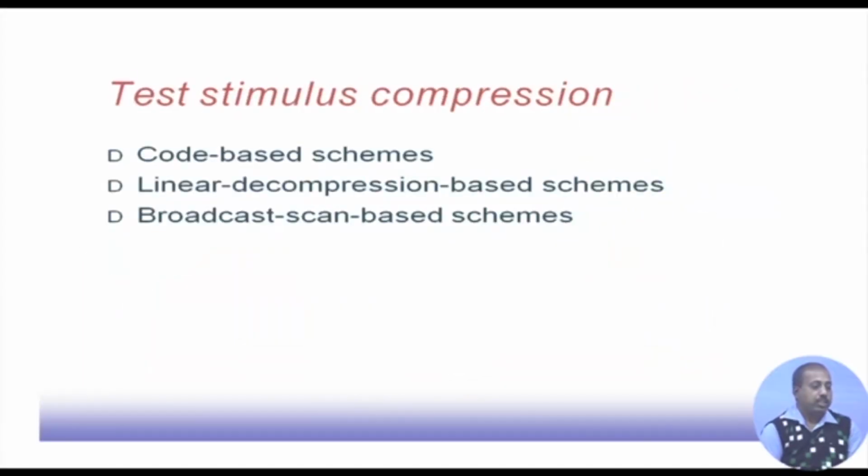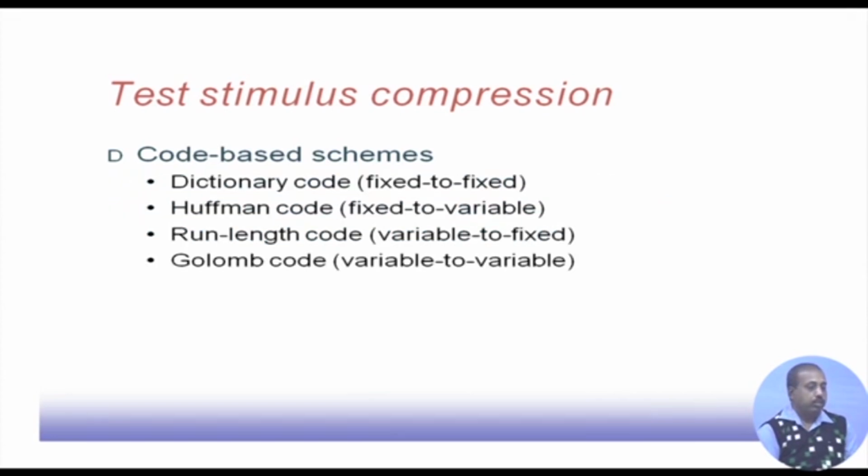So, stimulus compression. As we have said, there can be code based schemes, linear decompression based schemes, and broadcast scan based schemes. Now, for code based schemes, there are 4 different examples that we will look into, and they represent 4 different categories. The first one is fixed to fixed. That means the test stimulus portion that we take for coding is fixed, and the code that is generated is also fixed. So, input and output widths are both fixed.